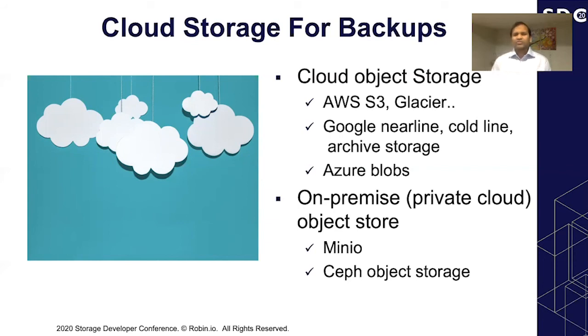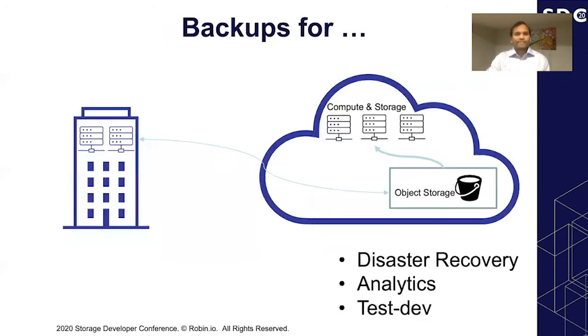And also you can use object store software within your premises to send the backups to, and they're mostly compatible with the well-known S3 API, or they have their own APIs for storing the objects. So let's take an example of this. What else can the backups be used for? The on-premise applications can basically be backed up to the object store.